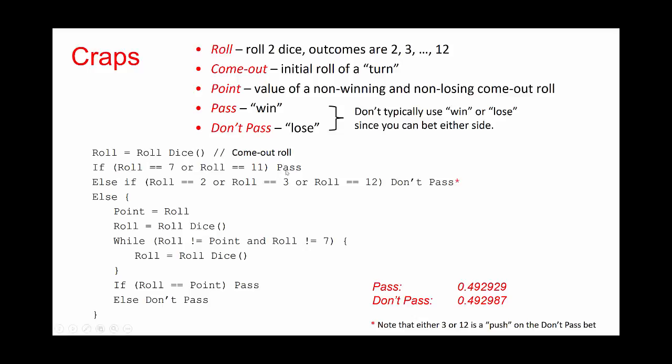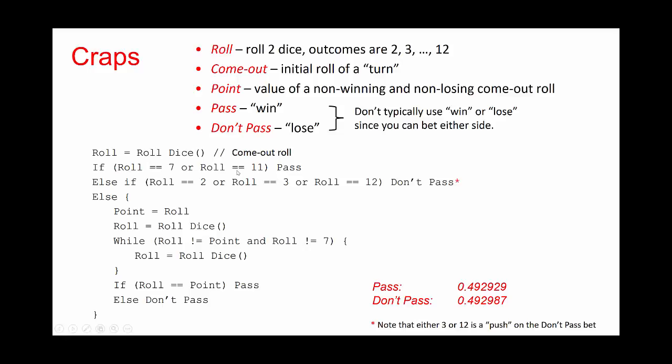If the roll is a 7 or 11, it's a pass. Otherwise, if it's a 2, 3, or 12, it's a don't pass. And so we're interested in this pass or don't pass outcome. If it's not either an immediate pass or don't pass, then we enter into this loop of the game where we establish the point, where a point is the value of a non-winning or non-losing come-out roll. So we've established the point, and then we continue to roll the dice until we either get the point, in which case we pass, or we get a 7, in which case we don't pass. And so the outcome of the turn, not an individual roll, is either pass or don't pass.